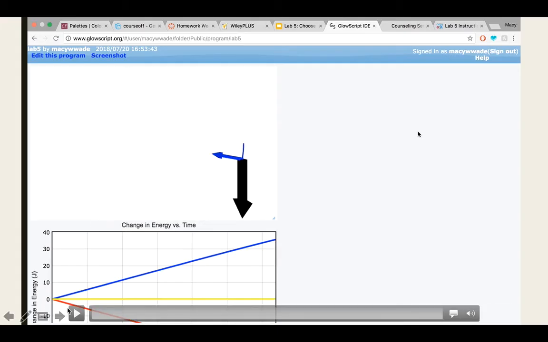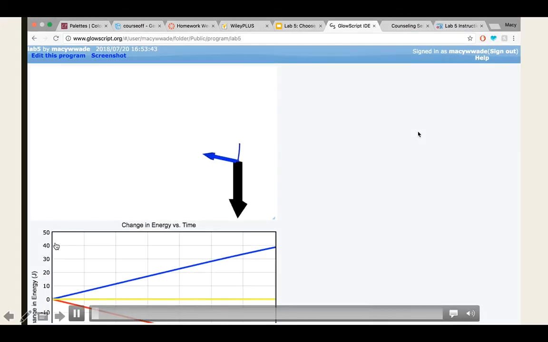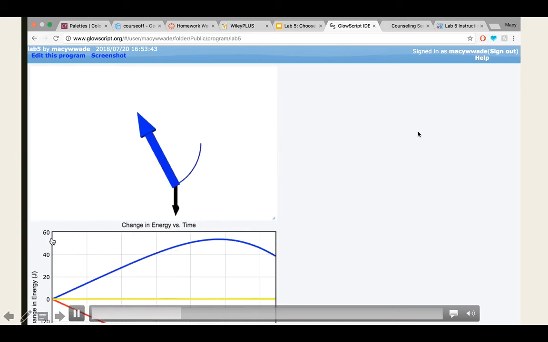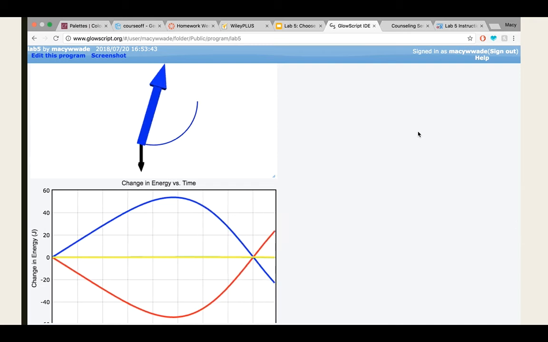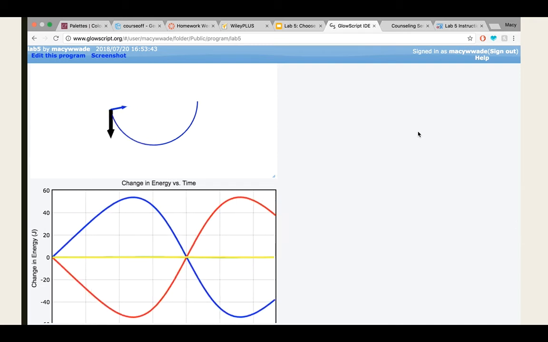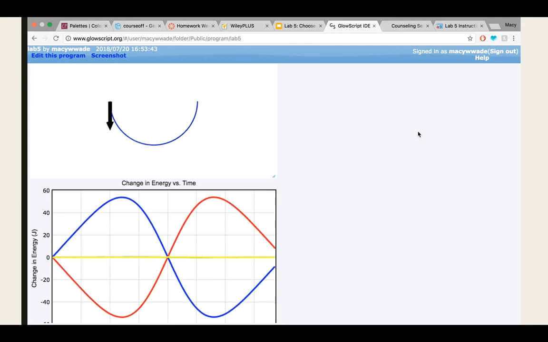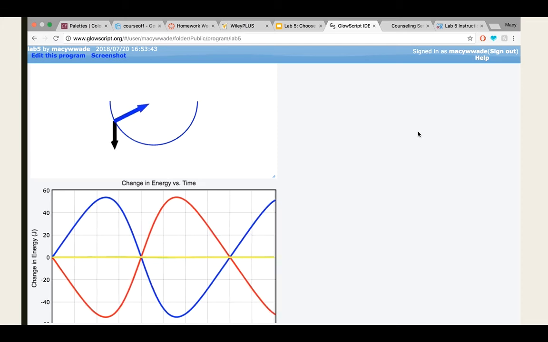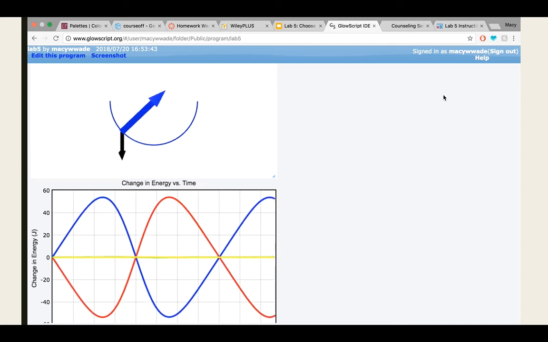When the program is run, it looks like this. The red represents the change in gravitational potential energy, the blue represents the change in kinetic energy, and the green represents the change in spring potential energy. The yellow curve is the total energy, and it's at 0, which shows that the energy is conserved throughout this interaction following the energy principle.